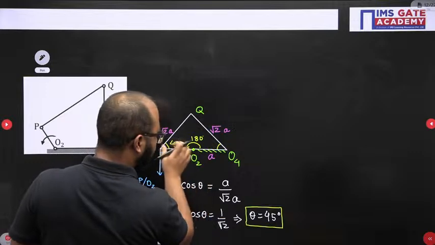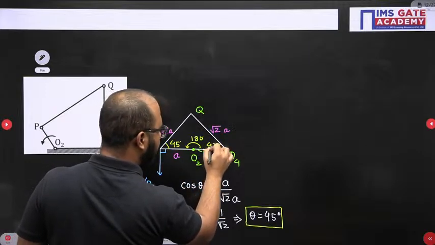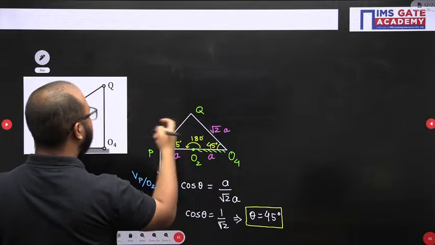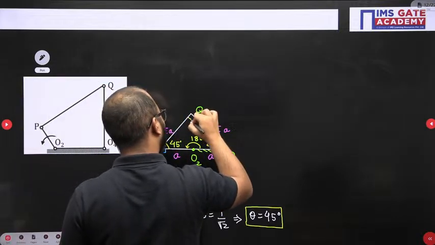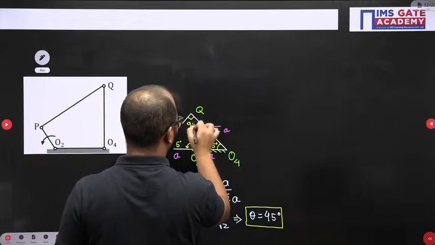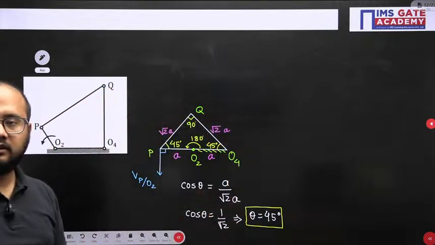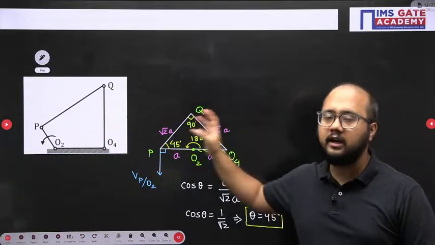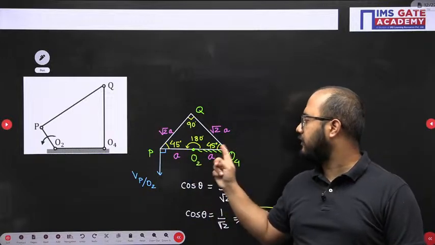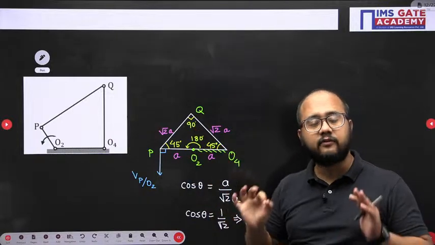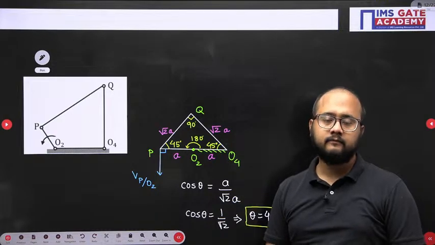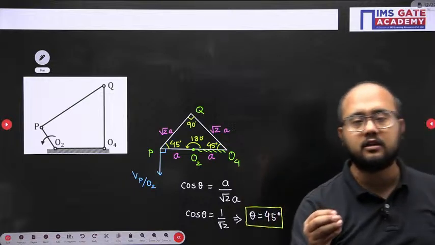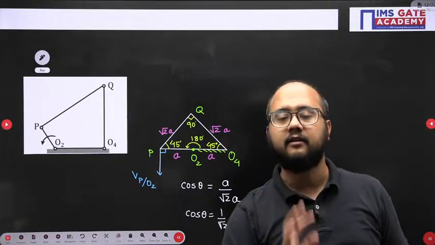When it is 45, this one will also be 45. And this is 45, 45, so this angle will be 90 degree. This information is very, very important. Before drawing all the other velocity vectors, this 45 and this 90 degree information is very, very important. If anyone misses this information, definitely he or she will make a mistake.